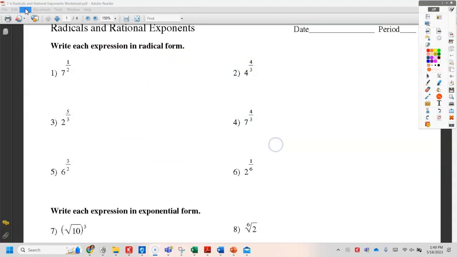I need to be able to rewrite them from one form to the other. If the power is 1/2, that is equivalent to the square root. So you need to be able to go from rational to radical. The bottom number is your index, or your n value, that goes on the radical. The number or variable goes inside. The top number goes outside.